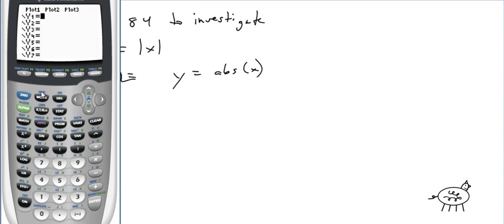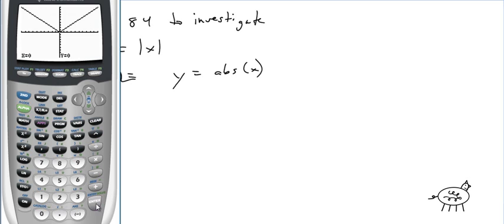So y equals, go under math, under number, absolute value of x. It's always good to start out with zoom 6 right there. It gives us a nice graph here. And again, to investigate local linearity, I'm going to zoom in on that one spot, the spot that I'm concerned about, which is really at the origin for this one.